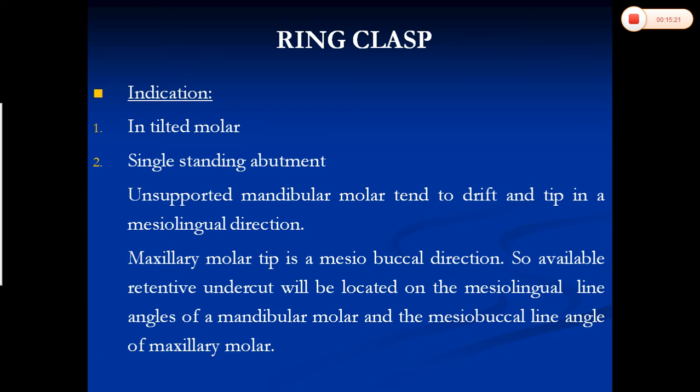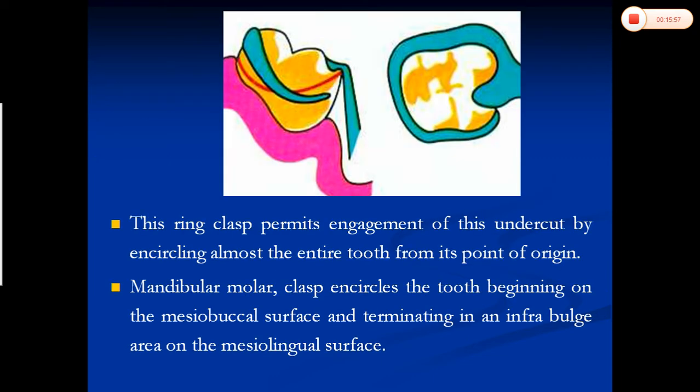Unsupported mandibular molars tend to drift and tip in a mesiolingual direction. The maxillary molar tips in a mesiobuccal direction. So the available retentive undercut will be located on mesiolingual line angles of mandibular molars and mesiobuccal line angles of maxillary molars. See, remember, if a maxillary or mandibular molar tips, you have a retentive undercut in the mesiolingual line angle, on the lingual side of the mesial surface, in the mandibular molar, whereas mesiobuccal in the maxillary molar. So depending on where the undercut is, you have to start your clasp.